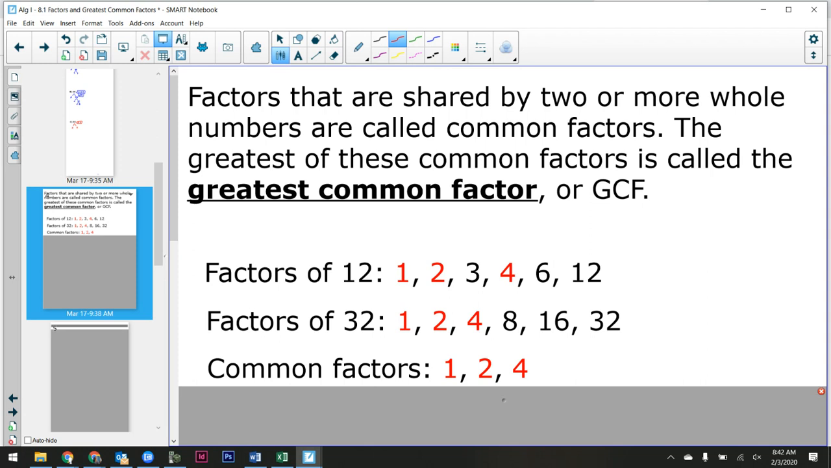Take a look at that. Take a look at the list that we have. I'm finding the factors of 12 and the factors of 32. Look at the list that I've got. 1 times 12, 2 times 6.